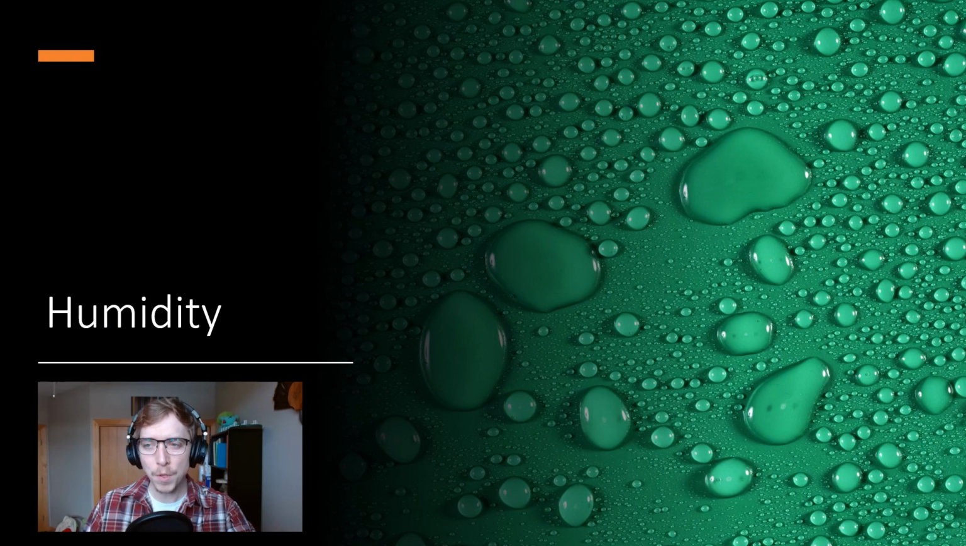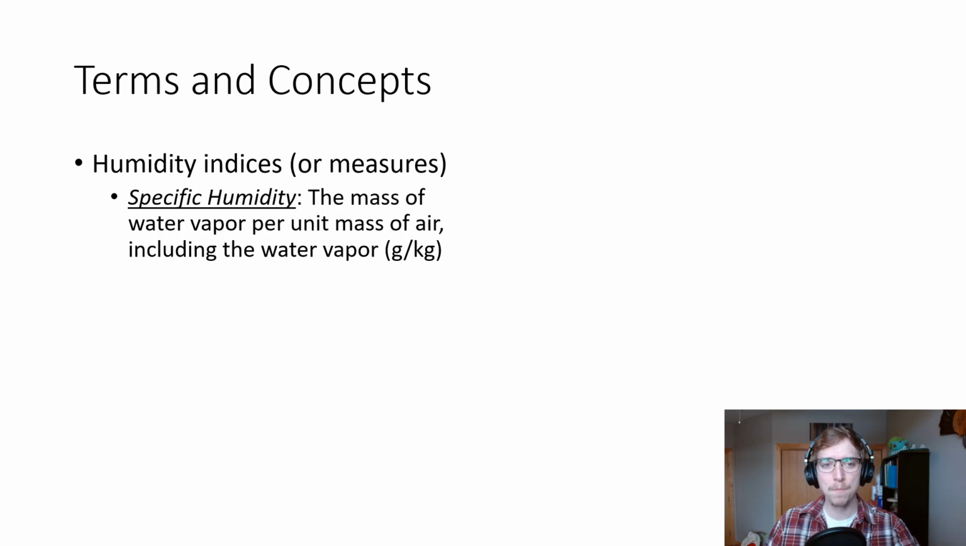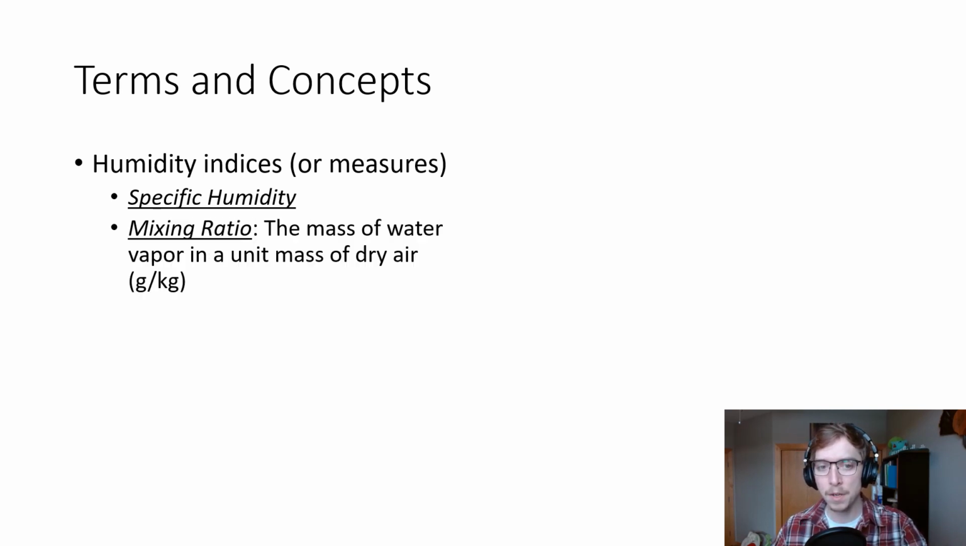The first of our humidity indices that we're going to talk about is specific humidity. Simply put, this is the mass of water vapor per unit mass of air, including the water vapor. We express this in grams per kilogram. This ties into the next one, mixing ratio, the mass of water vapor in a unit mass of dry air.